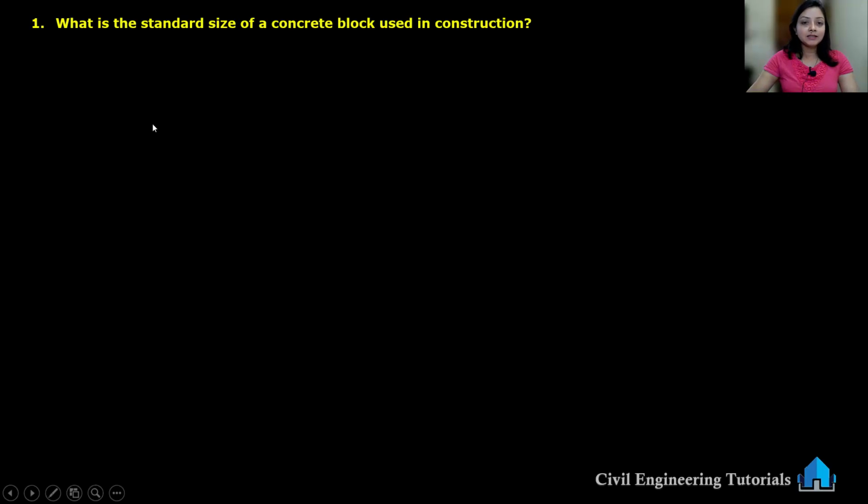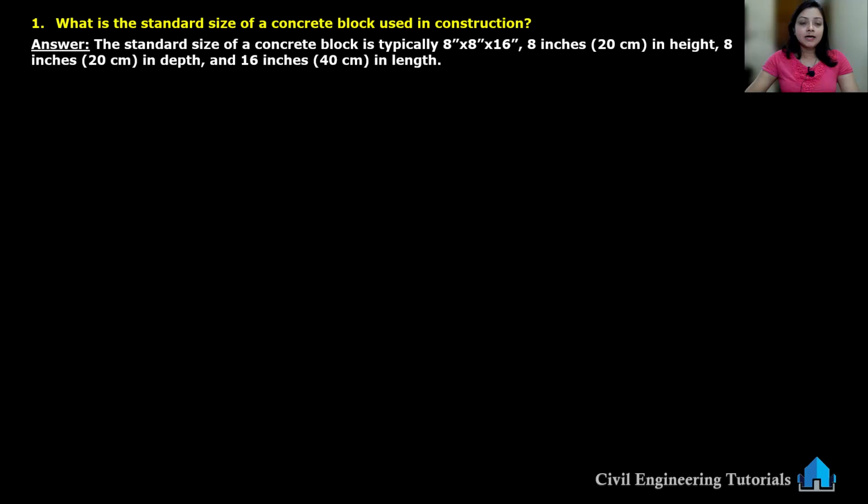What is the standard size of concrete block used in construction? The standard size of concrete block is typically 8 inch by 8 inch by 16 inch. 8 inches means 20 centimeter in height, 8 inches 20 centimeter in depth, and 16 inches means 40 centimeter in length. So the standard size is 8 inch by 8 inch by 16 inch.